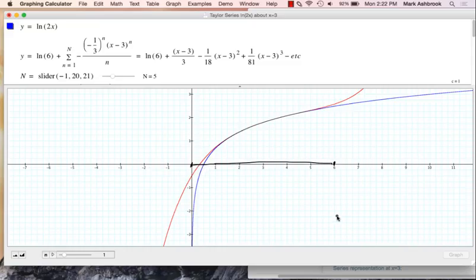And so watch what happens to the right of 6. I'm going to keep adding terms. Watch what happens to the right of 6. So here's the first 12 terms, 13, 14. So to the right of 6, that red function is never going to hover to the ln of 2x graph. It's just going to keep flipping up and down.